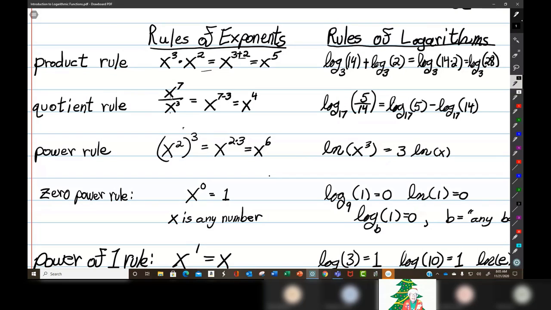Now the quotient rule, x to the 7th over x to the 3 is x to the 7 minus 3, which is x to the 4. Well, suppose you have the logarithm base 17. The base is not the most important part, so I just chose that number out of the air and you could choose something else. But log base 17 of the fraction 5 over 14 is going to be log base 17 of 5 minus log base 17 of 14. Remembering that these are the exponents, these are doing what these are doing up here.